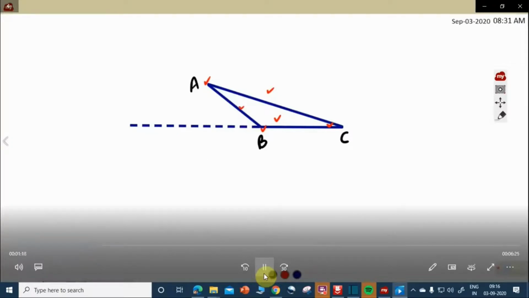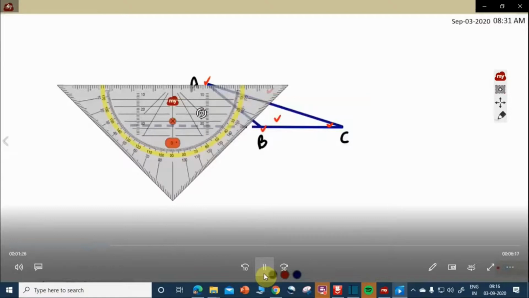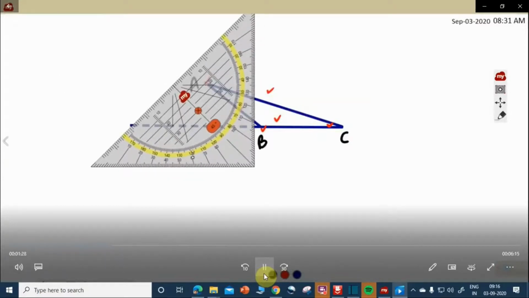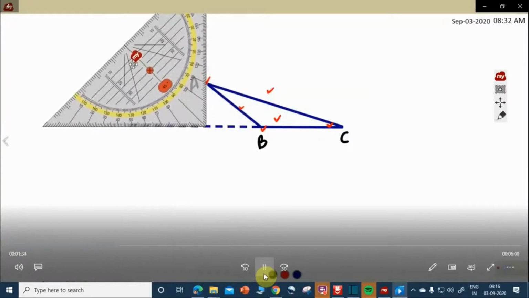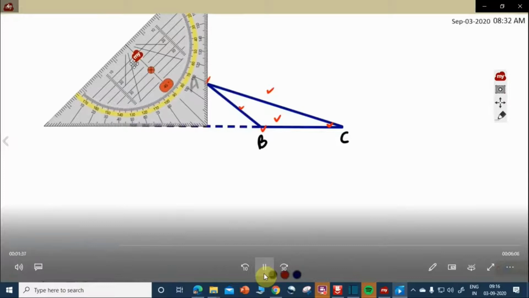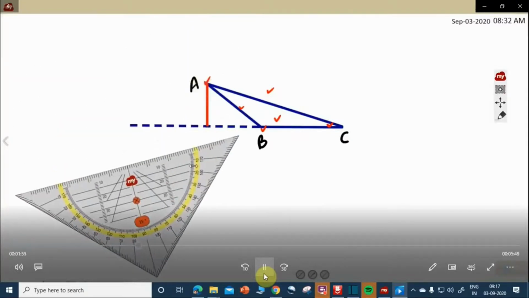Altitude is a perpendicular drawn from the side. For that we need a set square. Let me take the set square from your geometry box. This is the set square which is having 90 degrees on these two sides. So we will keep it as accurate as possible on the extended side of BC. We can draw an altitude to A now from the side BC. This is the altitude.